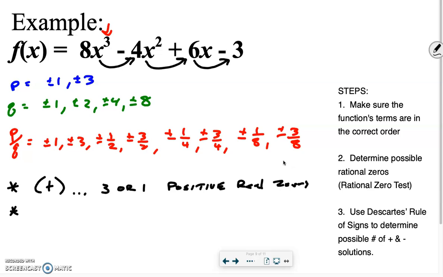All right, so off to the side, we're going to have to figure out for the negative real zeros what f of negative x is going to be equivalent to. It's supposed to be a negative x. Yeah, I better try that.